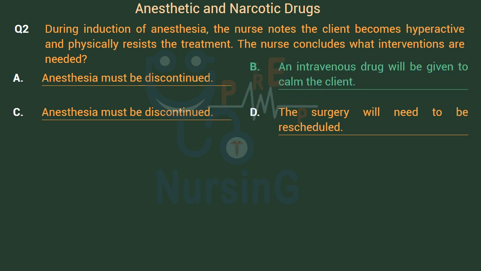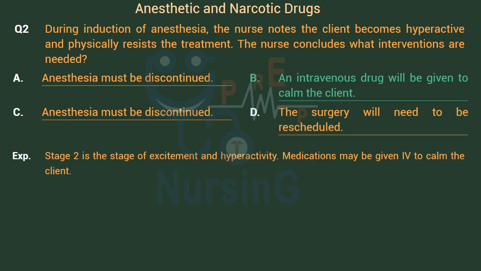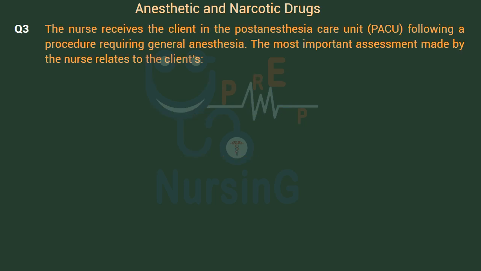Right answer is Option B. An intravenous drug will be given to calm the client. Stage 2 is the stage of excitement and hyperactivity. Medications may be given to calm the client.